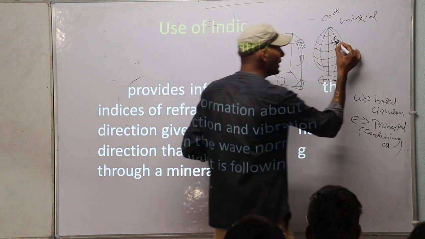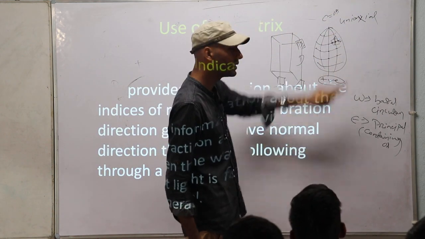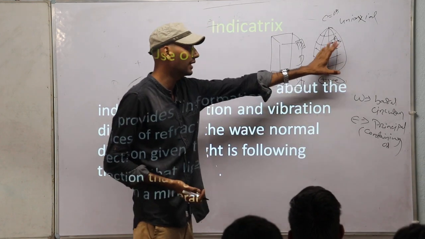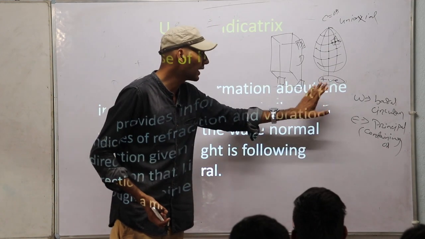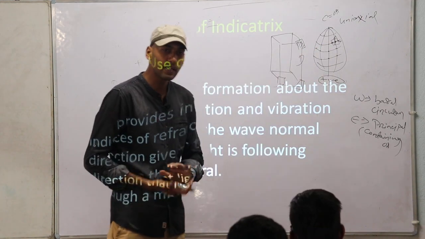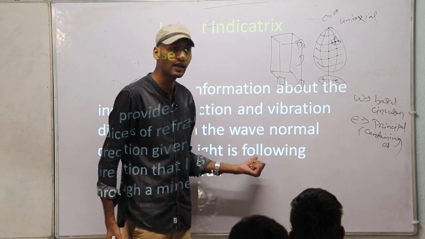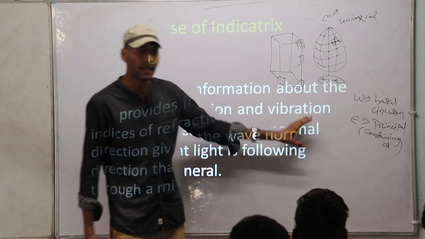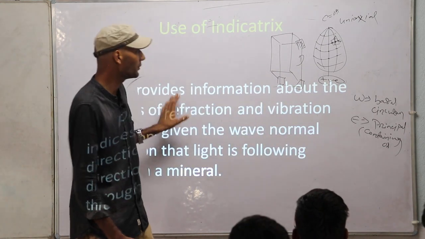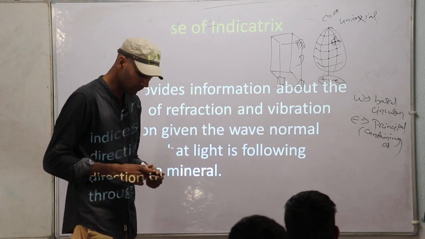Okay, light vibrating through this point can vibrate in two directions. One is omega, one is epsilon, and those are represented in the indicatrix. So from the indicatrix you can get the vibration direction, you can get the refractive index amount. What is the refractive index amount? The radius. Then you can get the optic sign, whether the mineral is positive or negative, from the indicatrix.